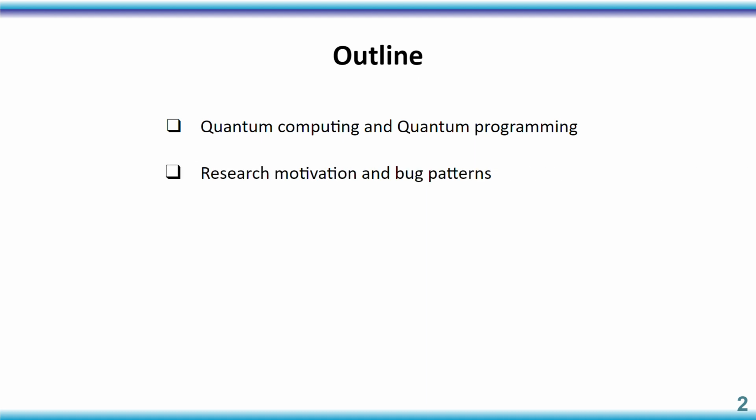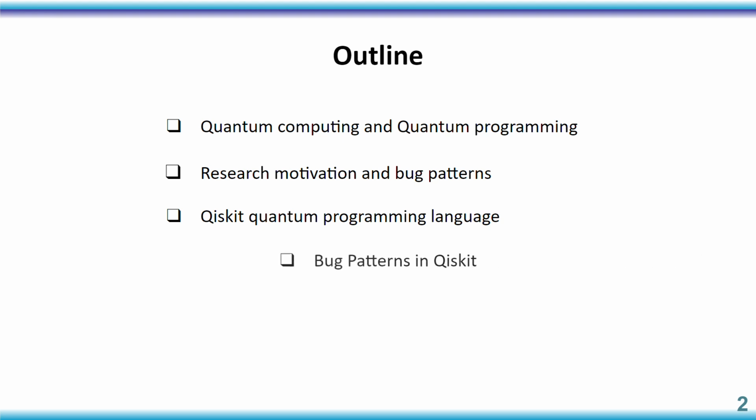Then an example illustrating the Qiskit program will be presented later, with a passing reference to the properties of qubits. After we have presented the specific bug patterns we have summarized, there is the final summary and the future work.